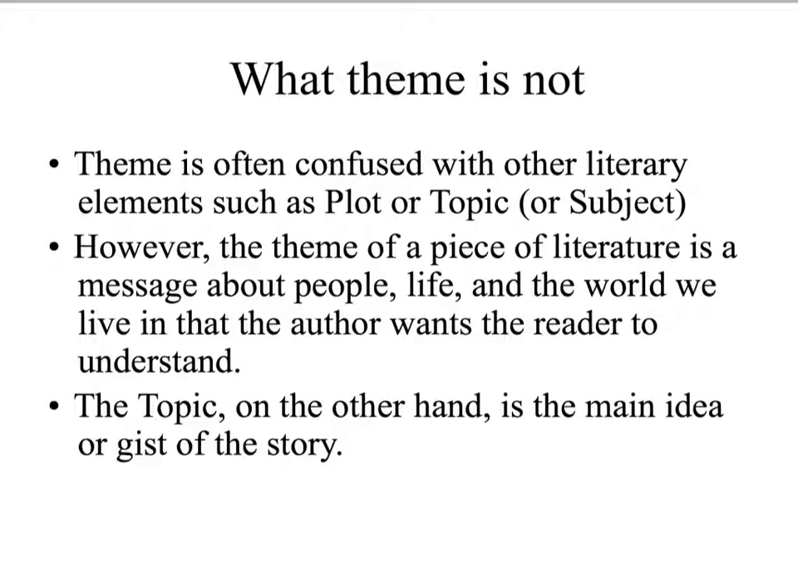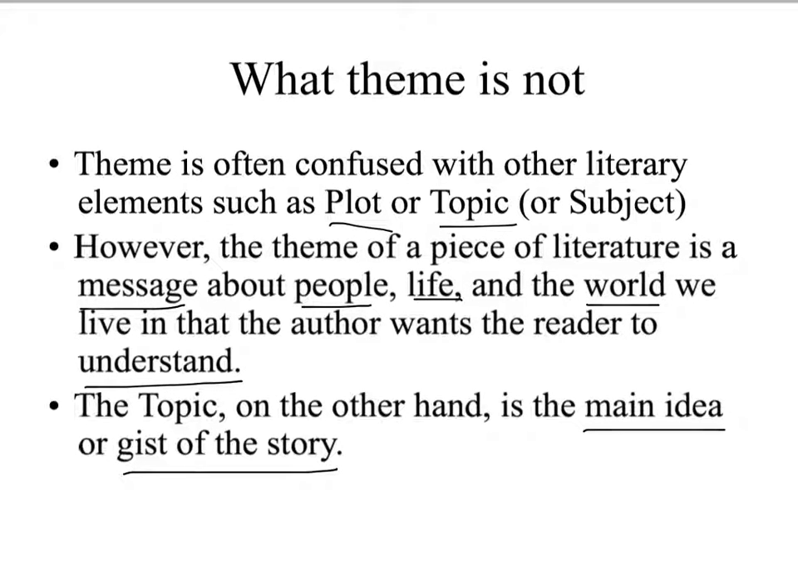Let's talk about what theme is not. It's often confused with other literary elements such as plot or topic. However, the theme of a piece of literature is the message about people, life, and the world we live in that the author wants the reader to understand. It's the big thing. The topic, on the other hand, is just the main idea or the gist of the story. So it's not about figuring out this is what happened, and then this happened, and then this happened, and then that happened. That's the plot. It's about figuring out what we think the author thinks is the most important idea or the message that he wants us to get from the story.